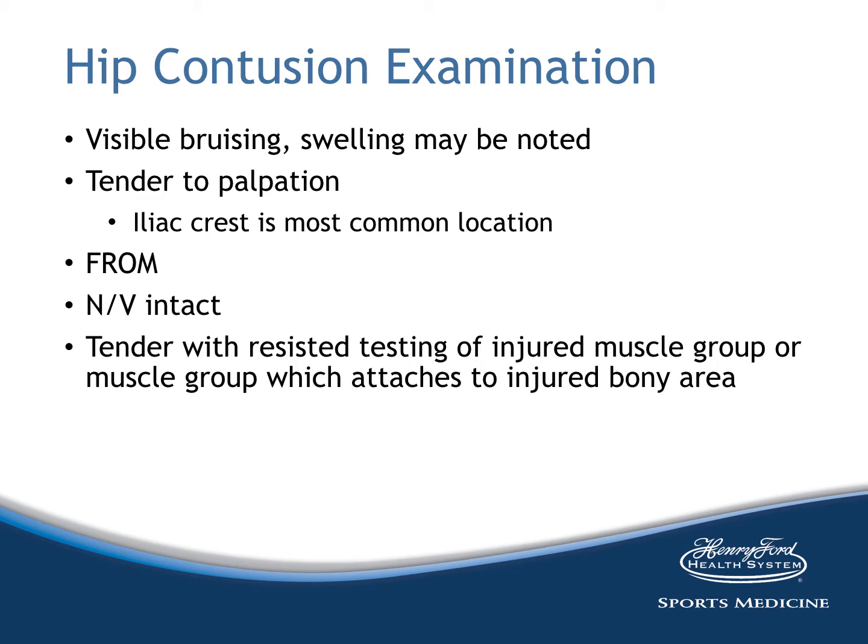On physical exam, you may see bruising and swelling. Tenderness to palpation is very common, with the iliac crest being the most common location. Some people refer to this injury as a hip pointer injury. Athletes will typically have full range of motion, and the neurovascular status is intact. If the contusion is to a muscle group, they will often have pain on resisted testing of that muscle group. If the injury is to a bony prominence, they may have discomfort as you test the muscle group that attaches to that bony prominence.